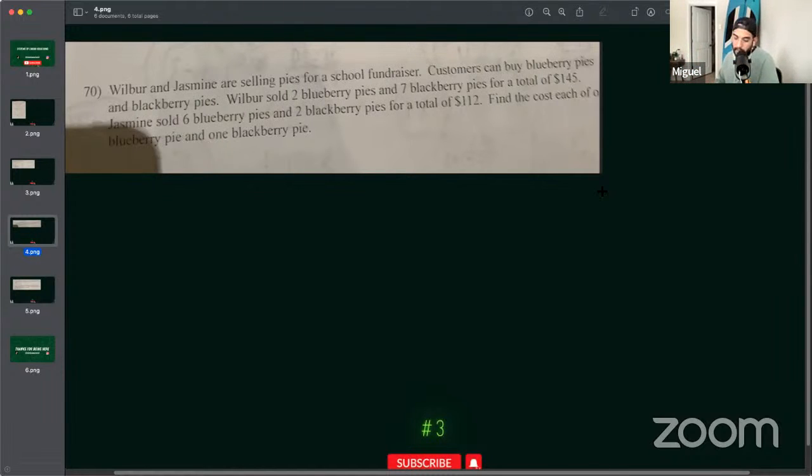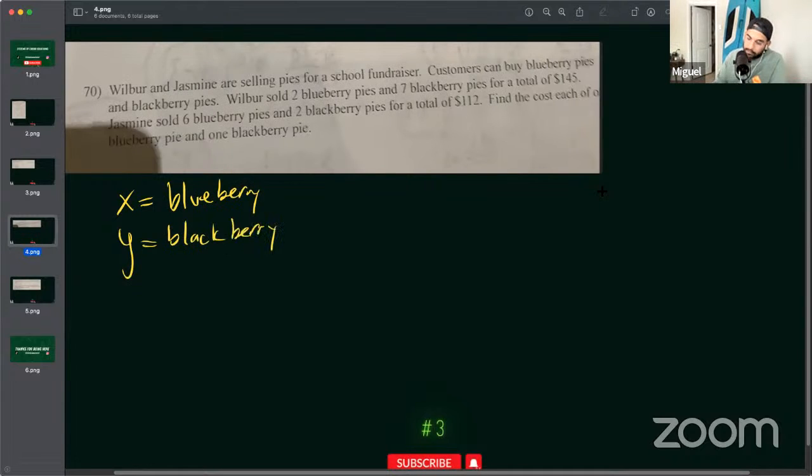Okay, so it says, Wilbur and Jasmine are selling pies for a school fundraiser. Customers can buy blueberry pies and blackberry pies. So I'm just going to go ahead and label them. X is equal to blueberry and Y is equal to blackberry. It's always good to give some variables for those things. And so let's talk about the first clue. They said that Wilbur sold 2 blueberry pies and 7 blackberry pies for a total of $145.